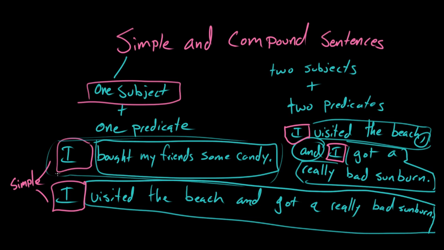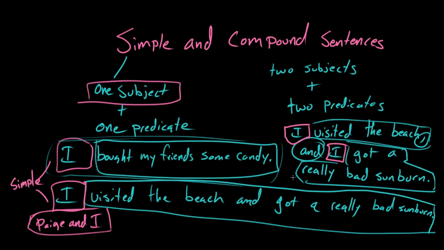Okay. So both of these things are simple. Even though this is a compound predicate, it's technically one predicate. And even if I'd written Paige and I visited the beach and got a really bad sunburn, that would still be a compound subject, but it wouldn't be two sentences squished together. It would be one kind of long sentence. You can have a compound subject or a compound predicate, but that doesn't make it a compound sentence.